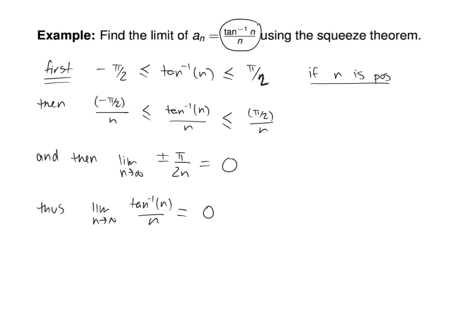Why did you use positive and negative pi halves as your bounds? Because I knew inverse tangent was bounded by those things. You could have also said plus or minus 2, because 2 is bigger than pi halves. For things like cosine, you would use plus or minus 1. So the first step is to figure out, ignoring the denominator, what's my function bounded by? It's often going to happen with trig functions because they are obviously bounded. Is that okay? All right.